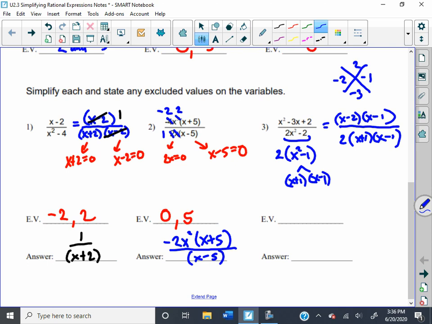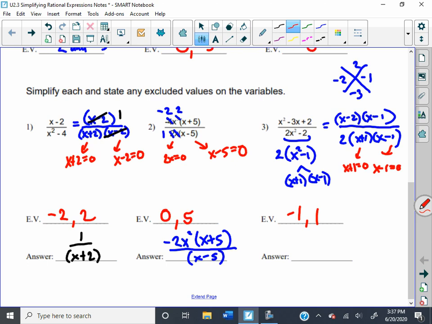Now I'm going to state my excluded values. So x plus 1, I'm going to set equal to 0 and solve it. X minus 1, same thing, and then solve it. So I'm going to get negative 1 and positive 1. All right, now the 2 in front, I don't have to worry about it because there's no x with it. So those are my excluded values.